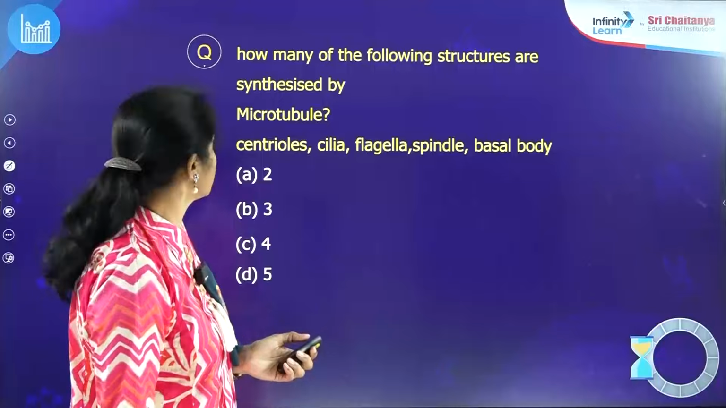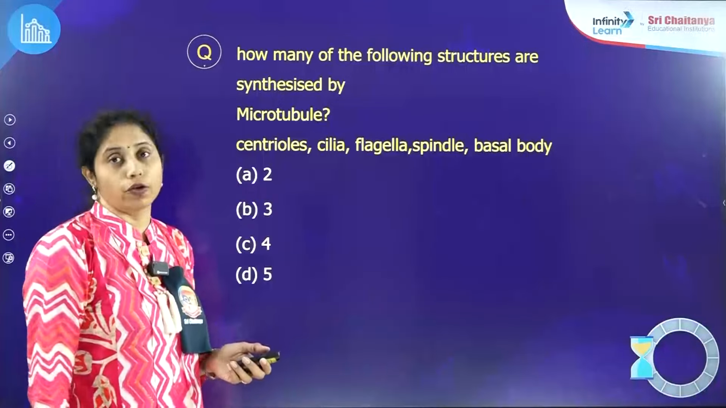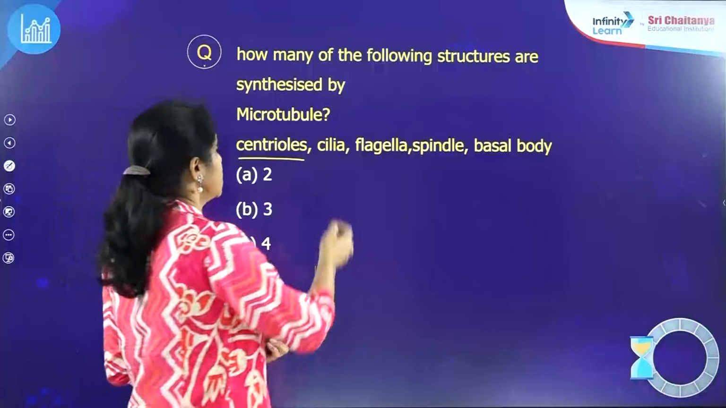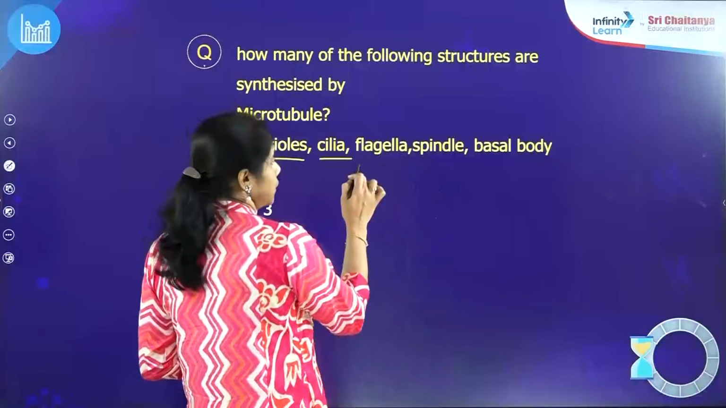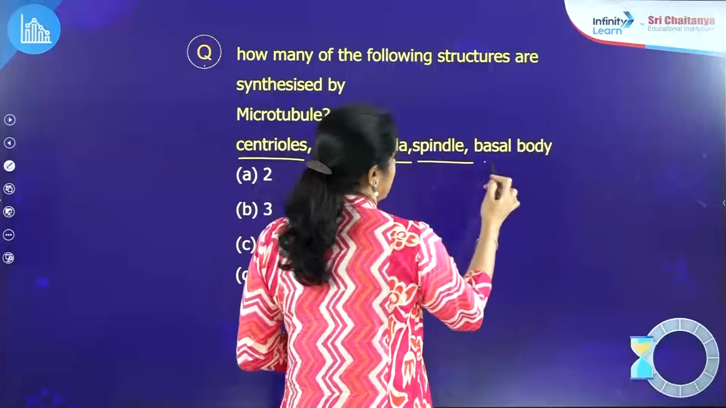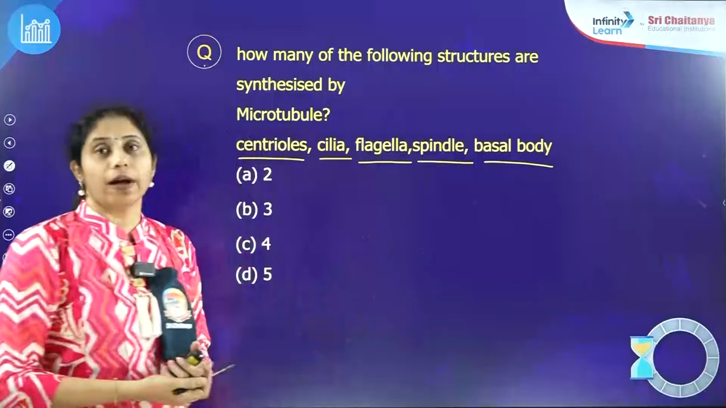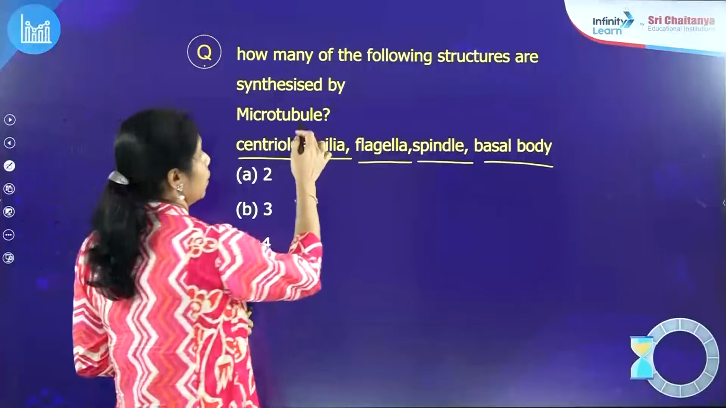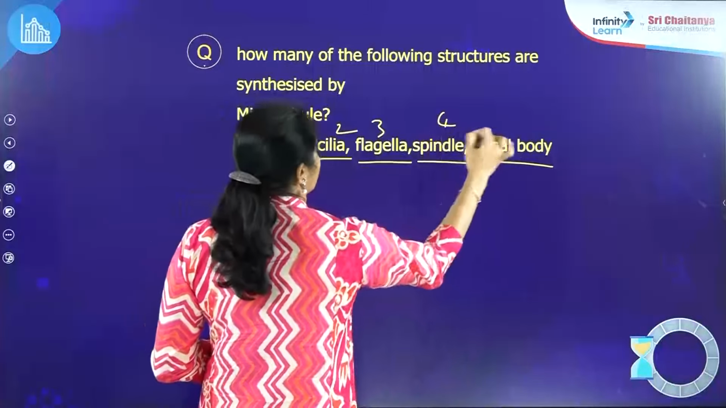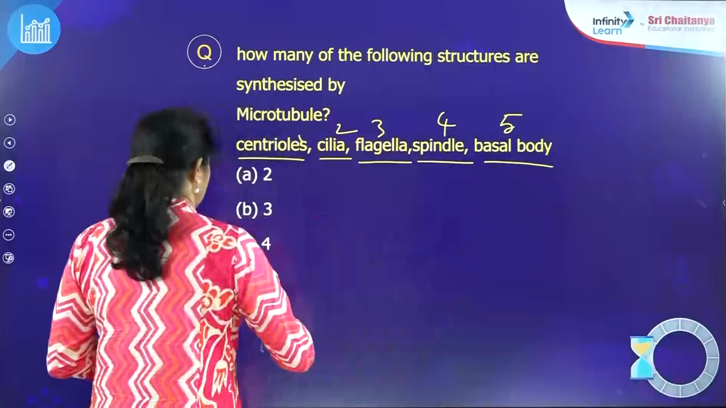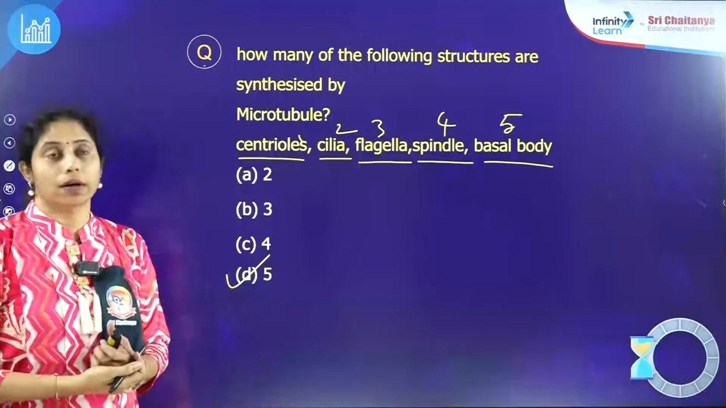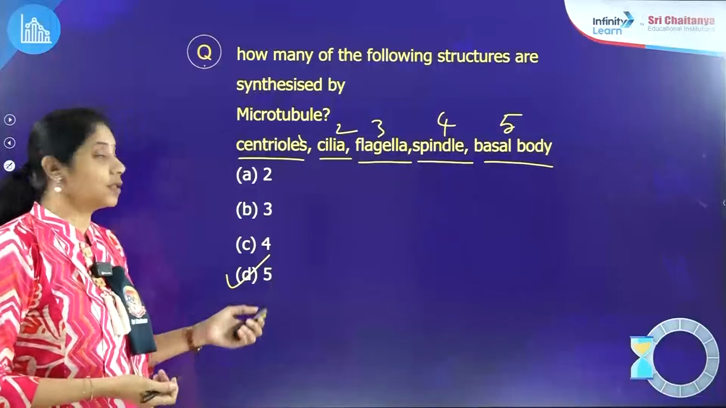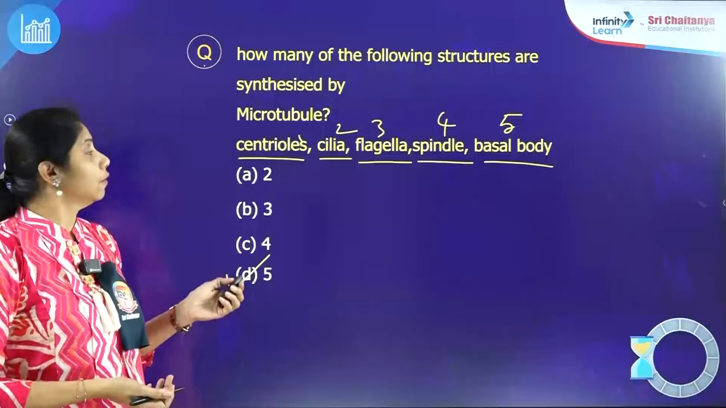How many of the following structures are synthesized by microtubules? Centrioles, they are synthesized by the microtubules only. Cilia, they are synthesized by microtubules. Flagella, spindle and basal body. All these five are formed by the cytoskeletal elements. So definitely 1, 2, 3, 4 and 5. All five are formed by the microtubules basically. So for this question, the correct answer will be 5.